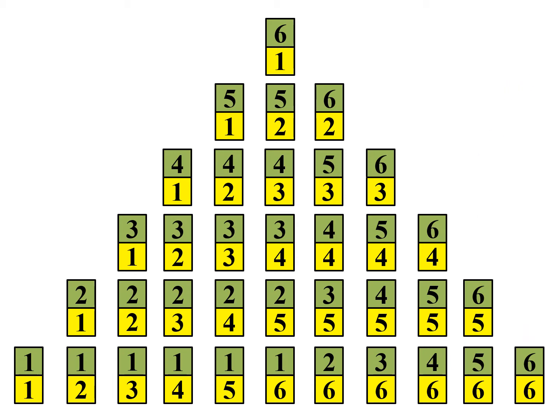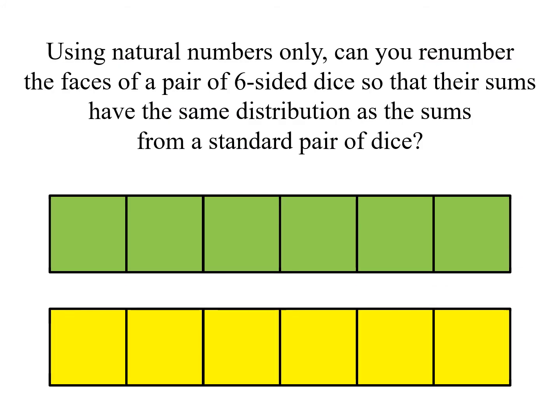Okay, so I wanted to show you the outcomes that can happen when you roll 2 dice. There's 36 of them, by the way. And so now here is the question. Using natural numbers only, can you renumber the faces of a pair of 6-sided dice so that their sums have the same distribution as the sums from a standard pair of dice?